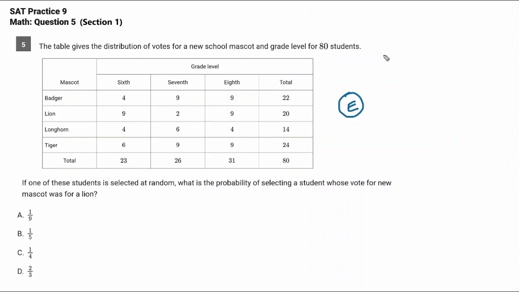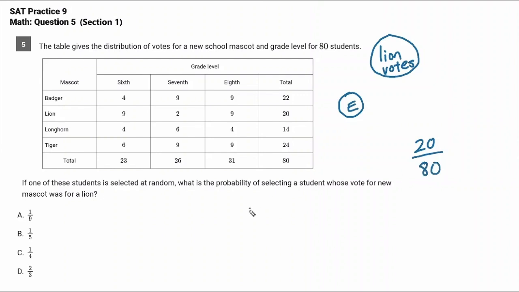So what are we looking for? Lion votes. All right, the first thing I want to point out here really quickly is that obviously Badger is the coolest name, and the 6th graders completely killed it. But anyways, we're looking for lion, and we're looking for what kind of students? All students. So where is that? It's obviously right here. So it's 20 students, and we're looking for how many students total? 80.